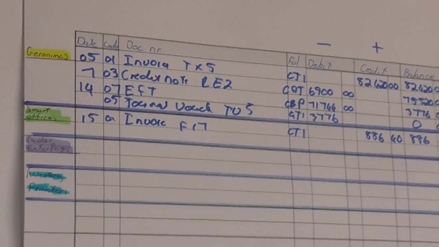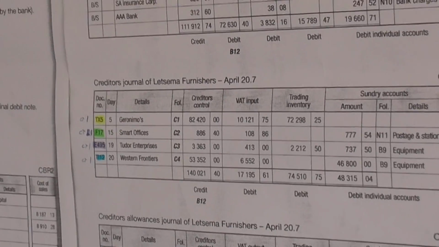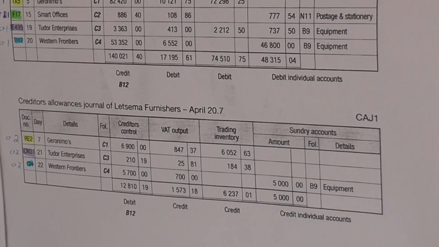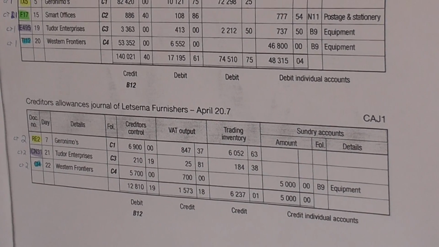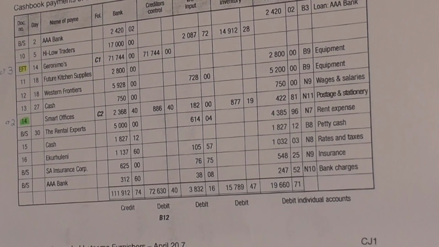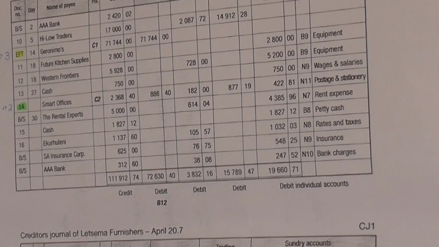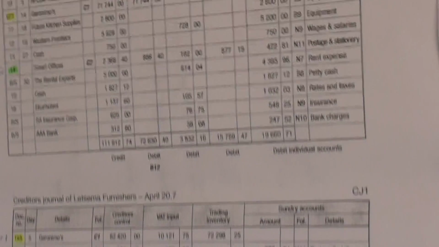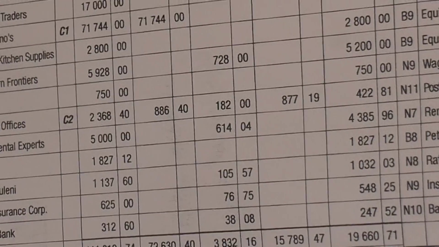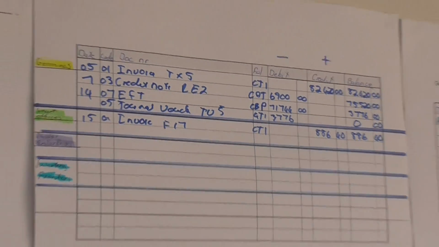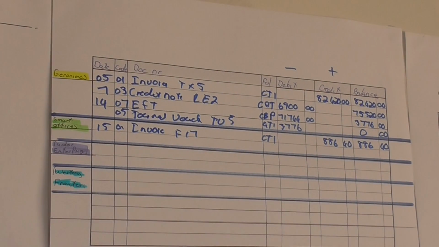Okay, so let's go see. So we're done there with the Creditors Journal. Now we're going to the Creditors Allowance Journal. As we can see, there is absolutely nothing there for Smart Offices. So let's go to Cash Book Payments, and there we go. Smart Offices C2, that amount. Oh, sorry, I just want to focus in there quickly. 88640. Okay, so obviously they made a payment to pay their full account. So let's have a look. All right, there we go. We're back at Smart Offices.